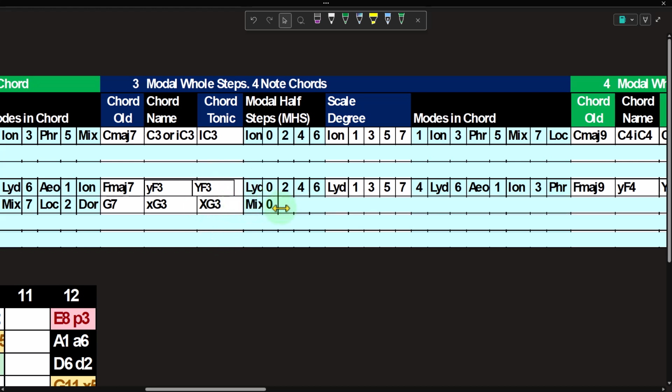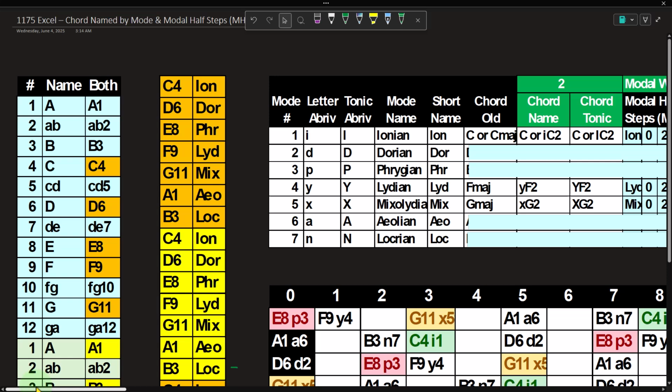Okay, now it gets a little bit wonky. I won't get into the weeds on that, but what would we name it? Mixolydian 0, 2, 4. So we start on the Mixolydian, go up 2, and then up another 2 and up another 2. Let's see what that would look like.